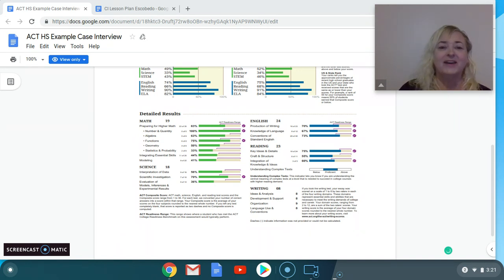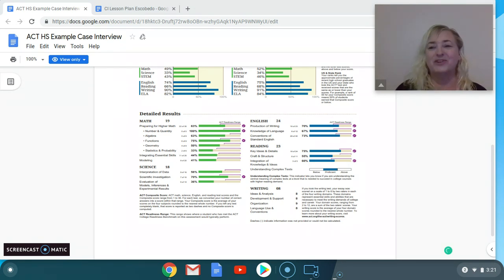Under math, we're going to focus on statistics and probability. Under science, the standard to focus on will be evaluation of models, inferences, and experimental results. For English, we'll focus on knowledge of language, and reading, craft, and structure. So these will be the standards that will be our focus in our lessons for the next few weeks.